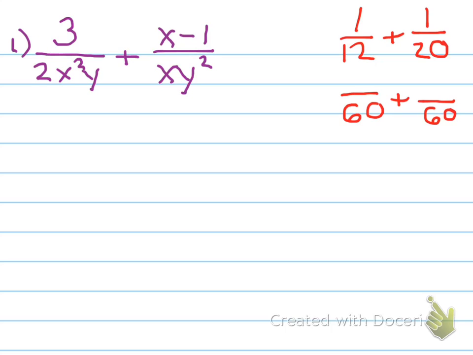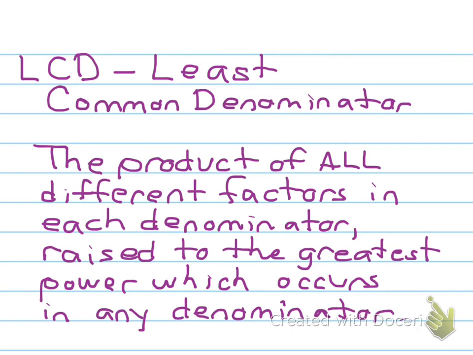Well, we need to think about the definition of least common denominator. And here is the definition. Least common denominator is the product of all different factors in each denominator raised to the greatest power which occurs in any denominator. And there are some key words here that you have to keep track of. First of all, we want all the different factors that come from the denominators, and we want the greatest power that they appear in any of the denominators.